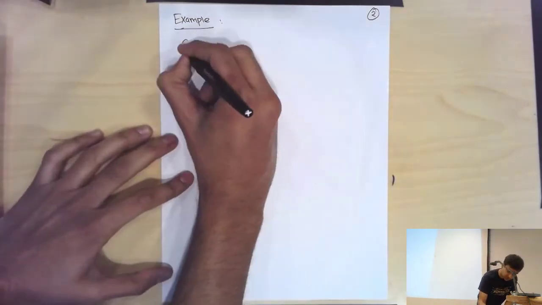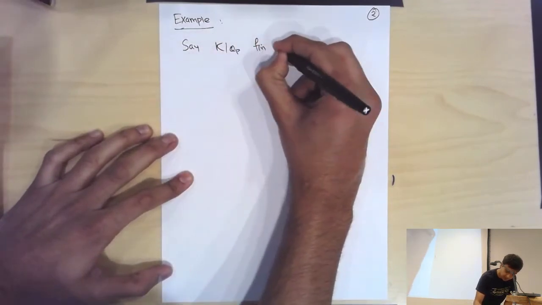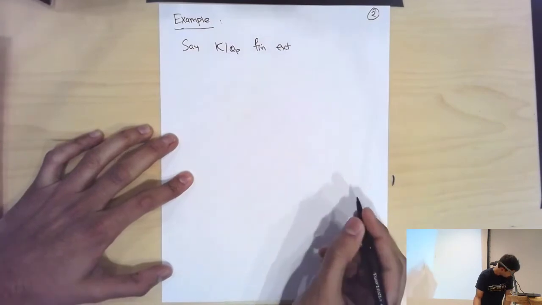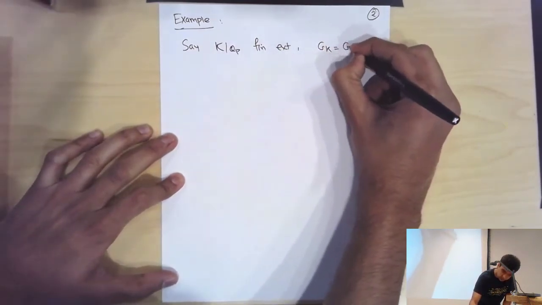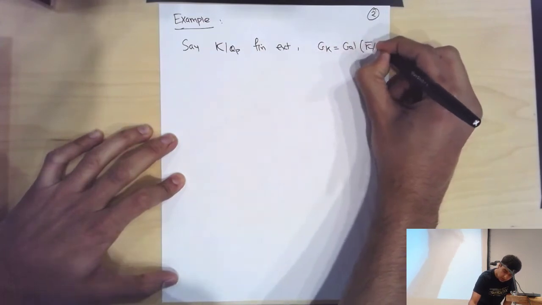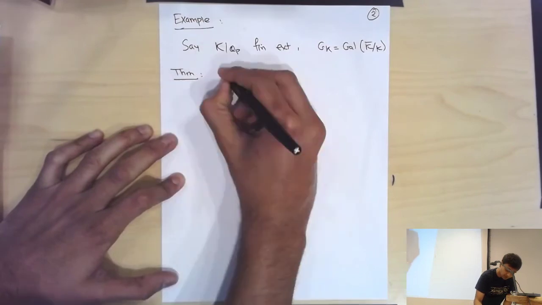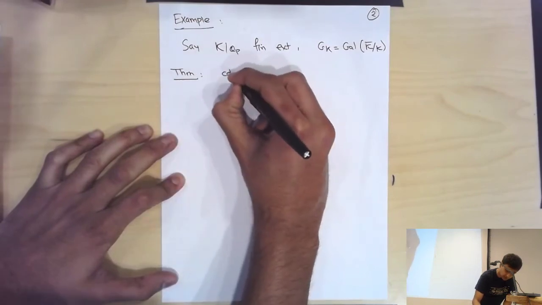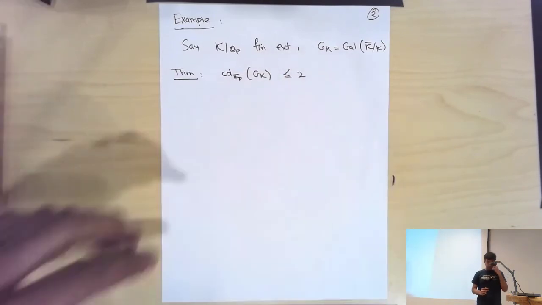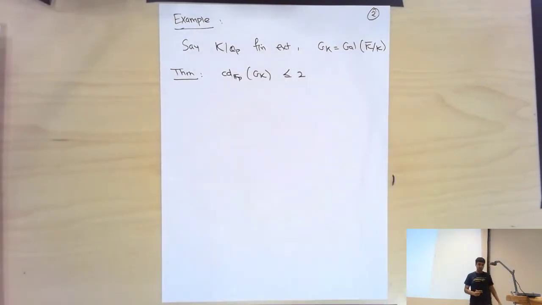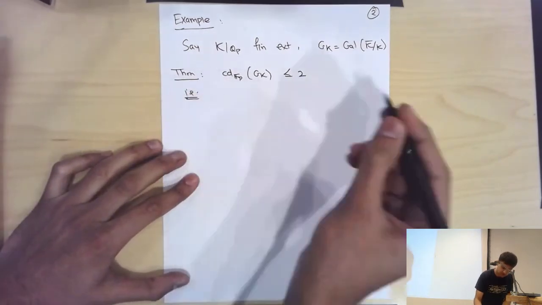So say K over Q_p is some finite extension. And I'm going to write G_K for the absolute Galois group. And then there is a theorem that the F_p cohomological dimension of this Galois group is actually less than or equal to 2. So what I mean is that the cohomology with coefficients in p-torsion sheaves vanishes above dimension 2.